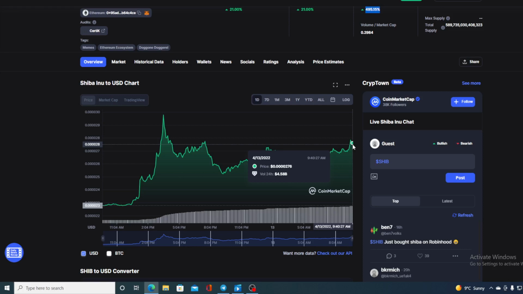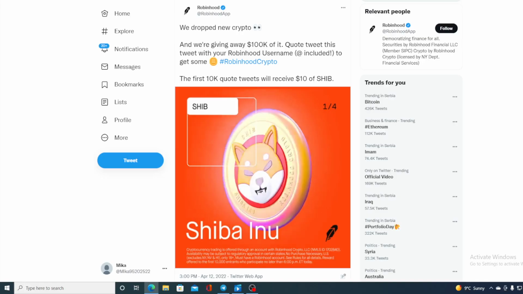But now, first of all, I wanted to share a couple of news and updates that we have prepared for you regarding Shiba Inu. So brace yourself, guys. The news are definitely awesome. Take a look at this.